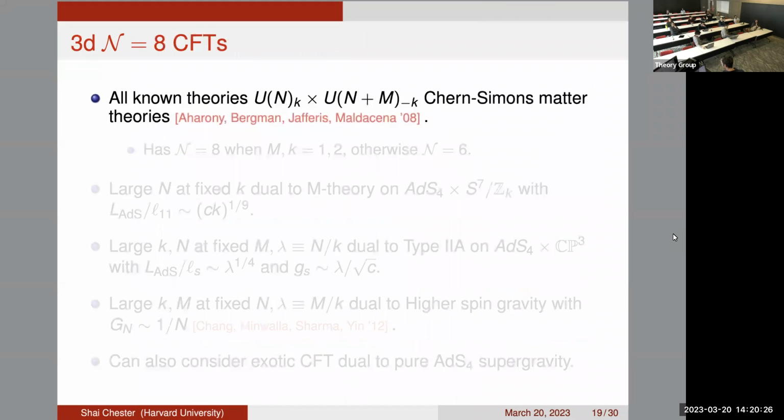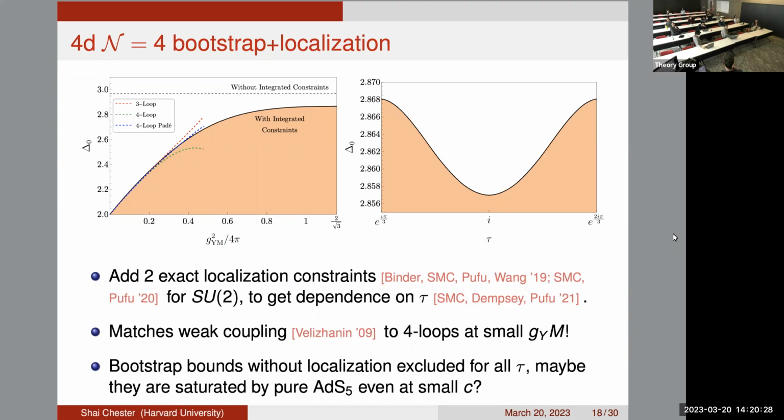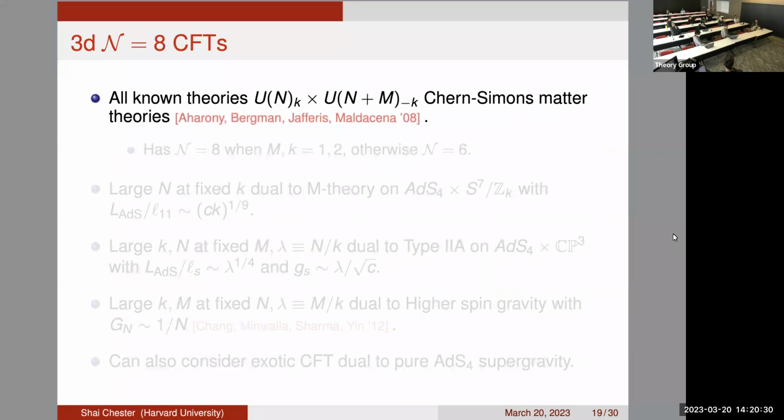Okay, so this concludes my discussion of 4D. And now let's move on to the other cases of maximal supersymmetry. So now let's talk about 3D maximally supersymmetric CFTs. Again, let's discuss the known theories. The known theories are Chern-Simons-matter theories with two gauge groups, Chern-Simons coupling K, and gauge groups with ranks N for one and N plus M for the other. These are called ABJ theories, after the authors. Now, because we want to look at maximal supersymmetry, this restricts the allowed ranks: the Chern-Simons level K can just be 1 or 2, and the difference between the gauge groups can also only be 1 or 2.